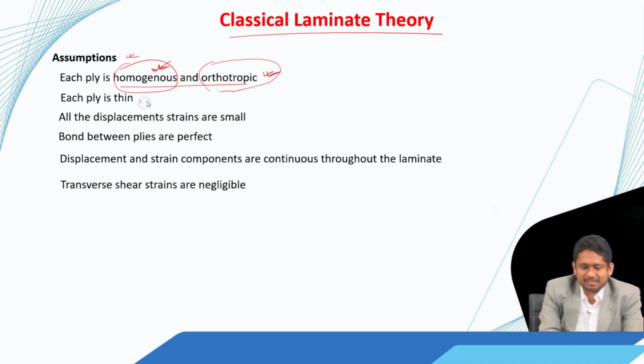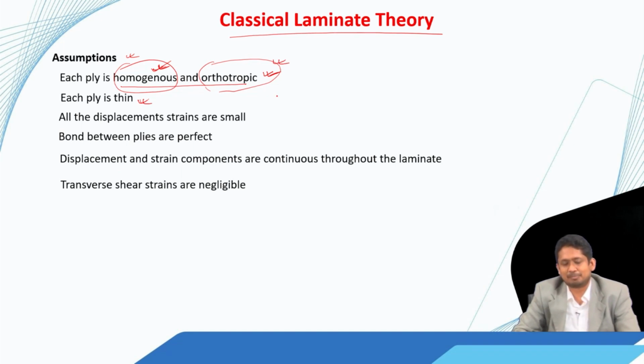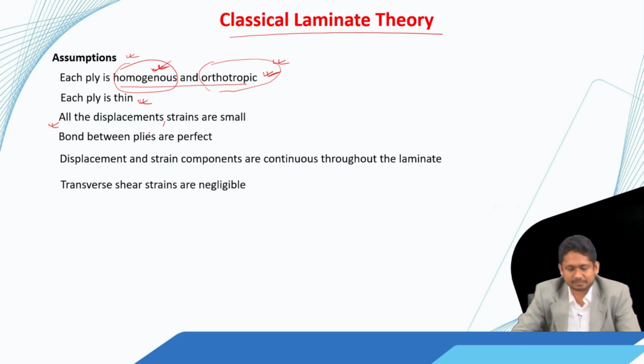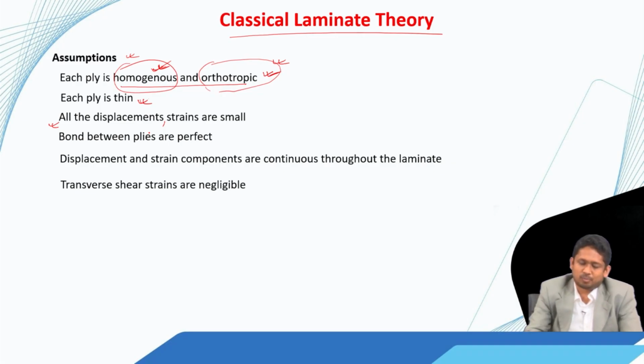Then each ply is very thin. Again, this assumption was needed. Based on that only we reduced the compliance and stiffness relations from 3D to 2D, and then we say that all the displacements and strains are very small. Now, we have seen the definition of strain. For example, epsilon x we define as del u by del x.